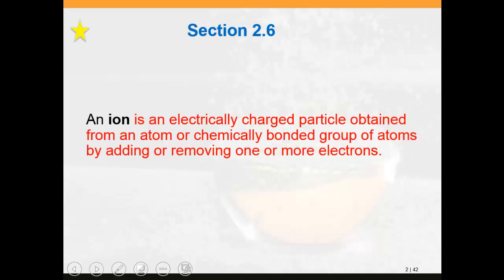Now, the next section is on ions. This is section 2.6 still. And so what we want to look at here is what the elements tend to do when they chemically react. And so where they are placed on the periodic table will matter to what kinds of reactions they have.